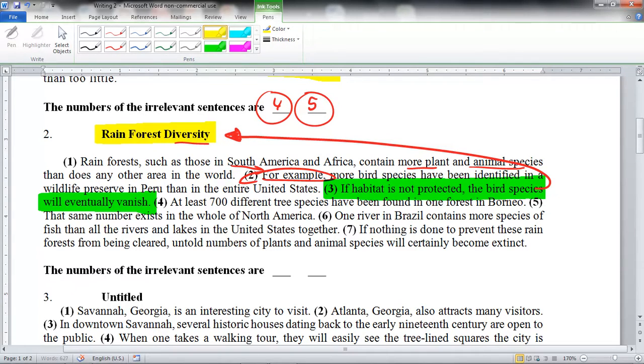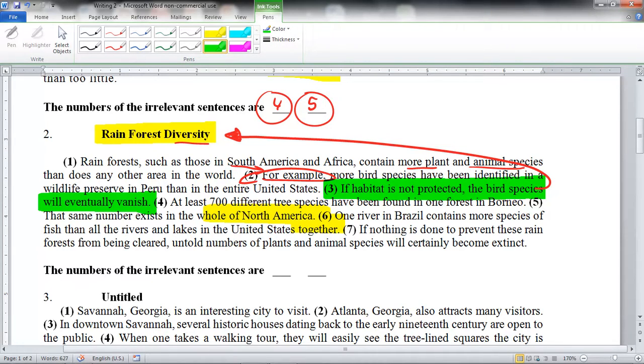At least 700 different species have been found in one forest in Borneo. That supports the topic because that's diversity. That's 700 species in one forest. The same number exists in the whole of North America. So that works. One river in Brazil contains more species of fish than all the rivers and lakes in the United States together. That also suggests that this area is very diverse.